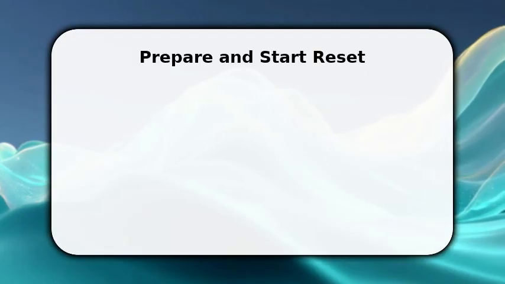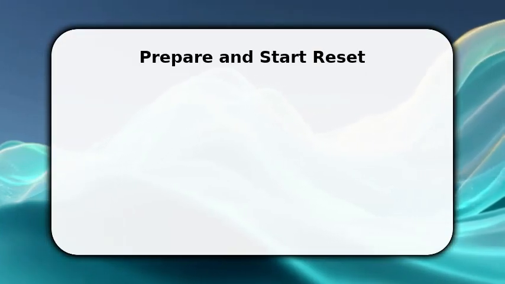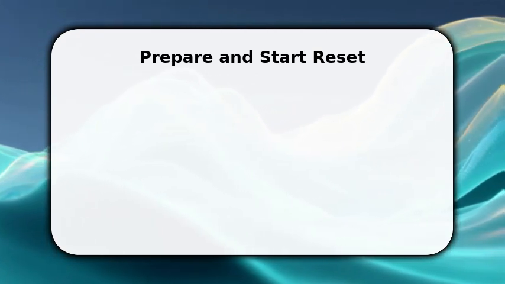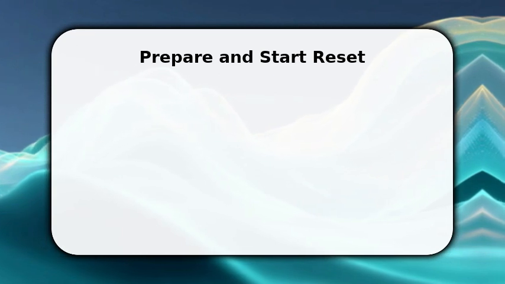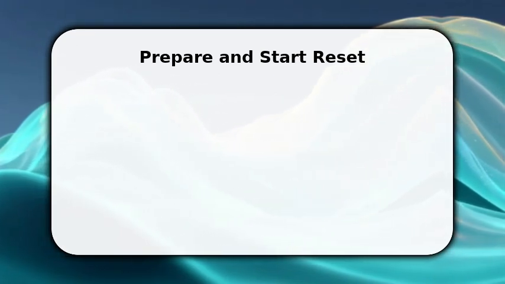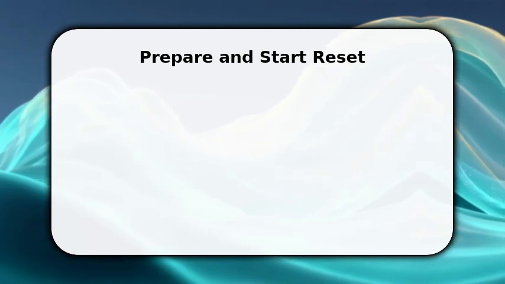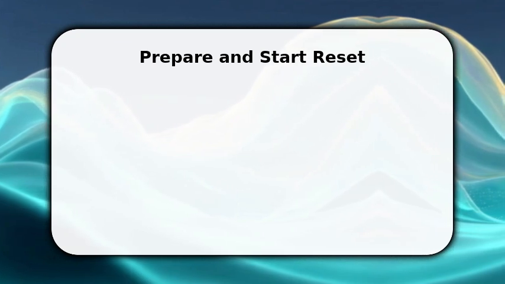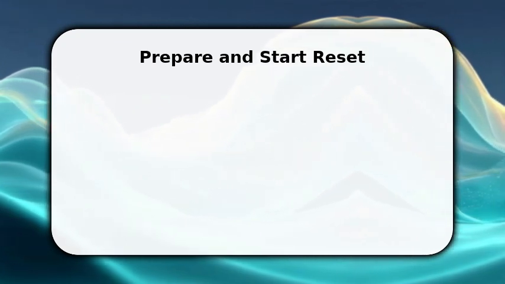You start by securing your data and ensuring power. Back up important files to an external drive or cloud now. Once done, confirm the device is plugged in and charged above 50%, then sign into an administrator account. Make sure BitLocker is suspended or you have the recovery key, otherwise the reset may halt.